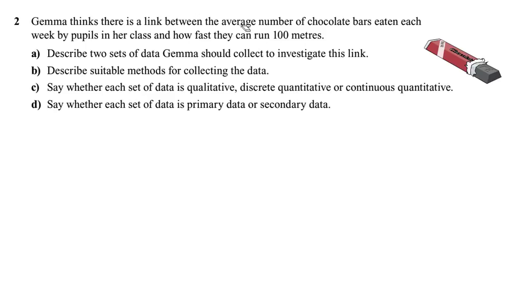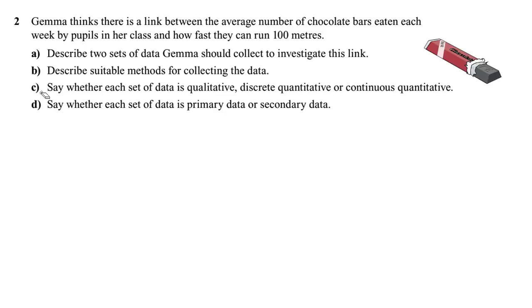Question B, describe suitable methods for collecting the data. The first one, to get to know how many chocolates these kids eat in a week, she will need to ask them. Maybe she can design a questionnaire and let them answer how many chocolates on average they eat in a week. Okay, so that's just using a questionnaire. In terms of finding how fast they run, she can do an experiment, get each one of them to run 100 meters, and she can just time them using a stopwatch.